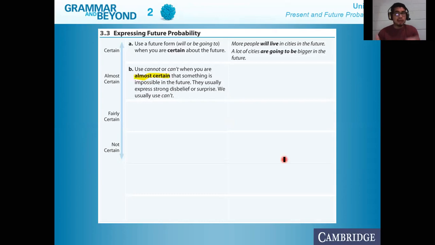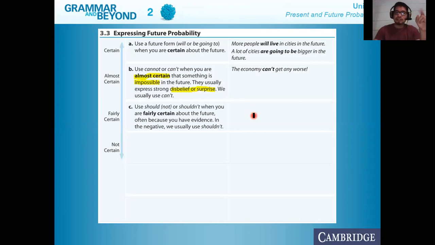Almost certain. Or as we say in Spanish, casi seguro. That something is impossible in the future. They usually express, as we saw last time, strong disbelief or surprise. So when you don't believe that something is possible in the future, you can say can't or cannot. Those are the things that you say cannot happen at all in the future. For example, this one: the economy can't get any worse. What a fool's example, because it's going to get worse because of the situation we're living in. But can't get worse means that's impossible. That's your belief that you believe that will not happen at all.